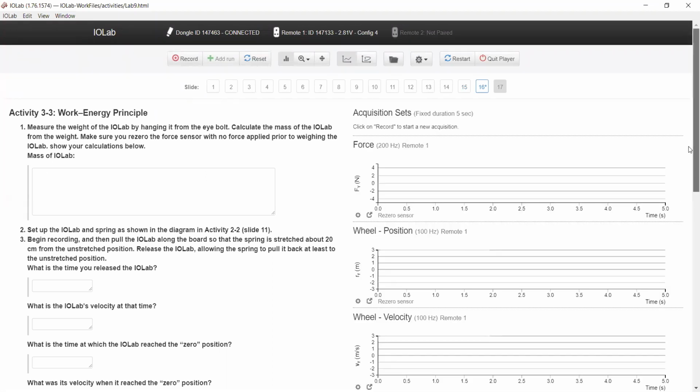Let's see. Measure the weight of the IOLab by hanging it from the eyebolt. Calculate the mass of the IOLab from the weight. Make sure you zero the force sensor with no force. So we can do the experiment. Let's see.